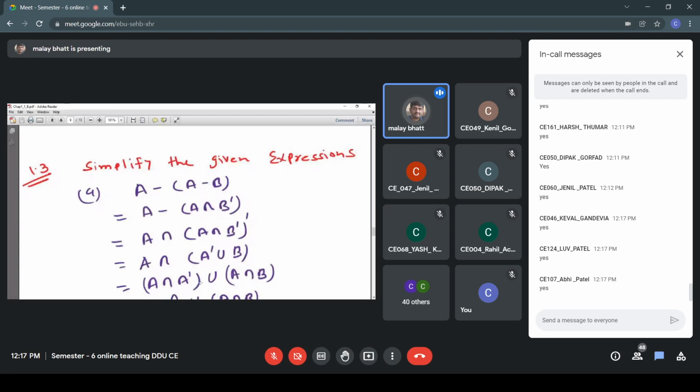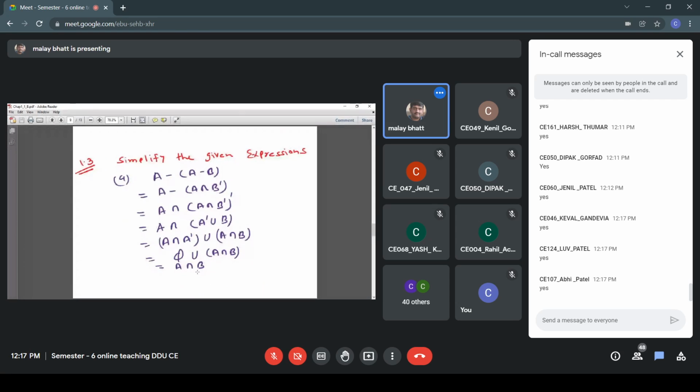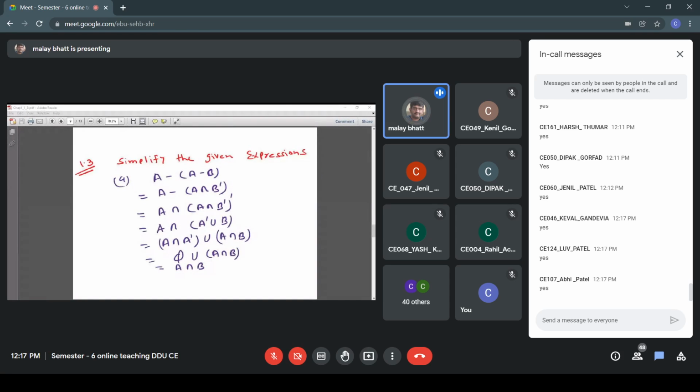So now further if we proceed, we'll get A intersection A' as the empty set, union A intersection B. We are getting the answer as A intersection B. That is how we have simplified the given formula. So this is how you can solve the other exercises 1.3 from the book.